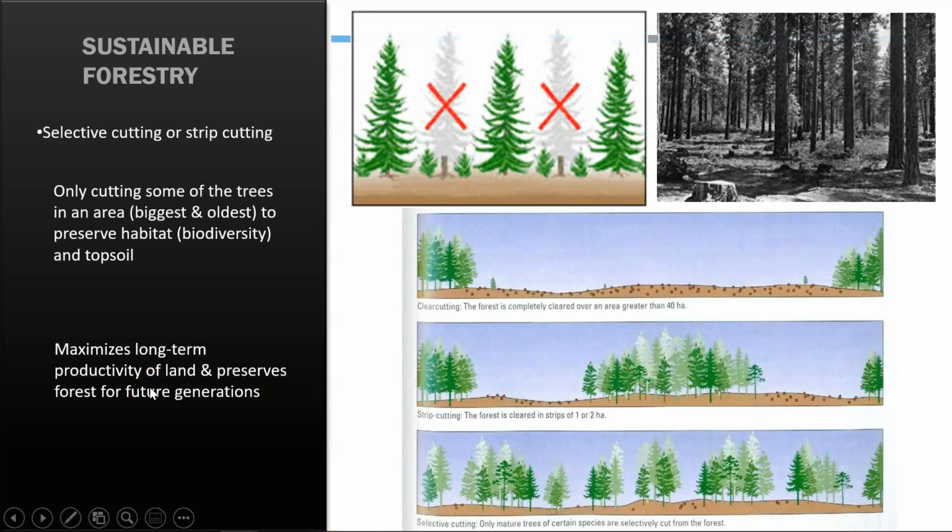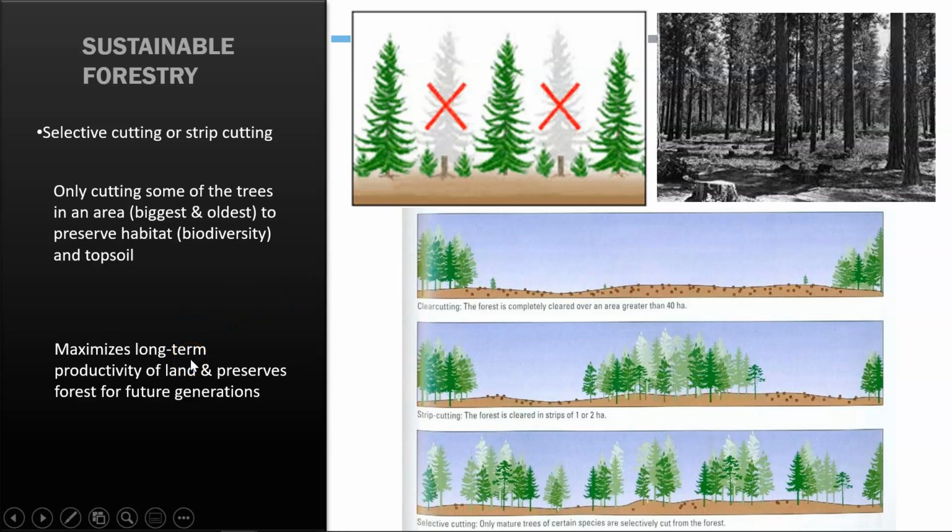But first we're going to look at selective cutting or strip cutting, and this is the sustainable alternative to clear cutting. So selective cutting or strip cutting is when you cut only some of the trees in an area, usually the biggest and the oldest, to preserve the habitat. So you maintain trees for the wildlife that lives there, and it also preserves the topsoil. So you're not exposing all of that topsoil to a bare area where it has the chance to become drier and erode away or blow away.